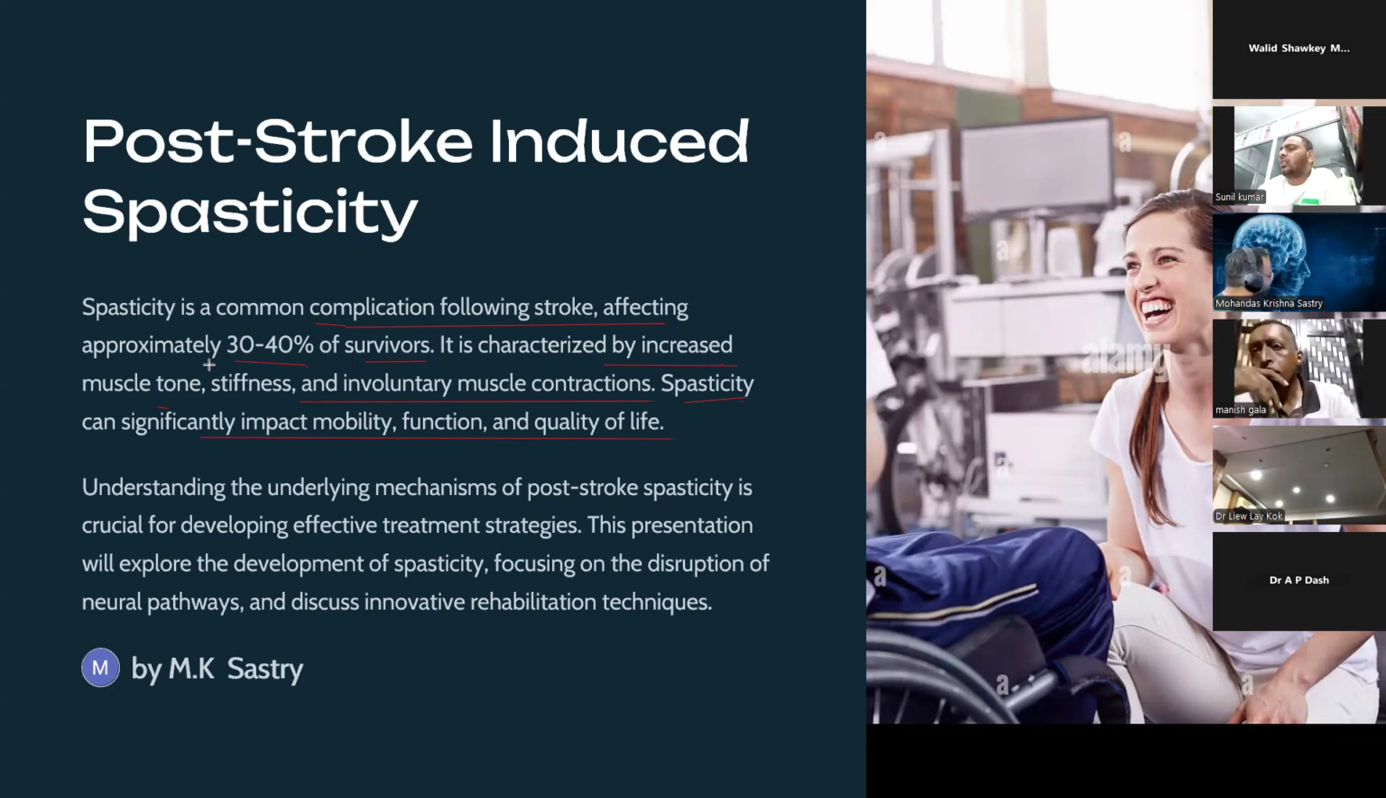Understanding the underlying mechanism of post-stroke spasticity is the most important part. You understood? Yes, sir. It is crucial for developing effective treatment and tailoring the treatment strategies. This presentation will explore the development of spasticity, focusing on the disruptions of neural pathways and discuss the innovative rehabilitative techniques. So there are many techniques which can be used for the rehabilitation of the patient. Most is non-invasive brain stimulation because it is the only pathway by which we know.